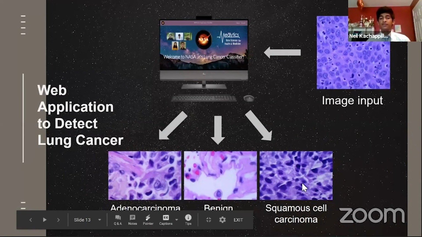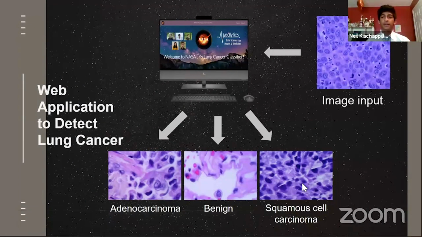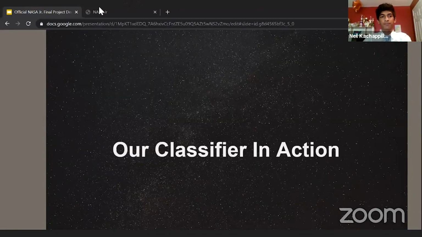So our group was fortunate enough to build a successful model pretty early on in the week. And thus, I shifted my focus onto a web application to detect lung cancer, so doctors could use this in their offices to easily predict. The basic functionality is it inputs a histopathological image, and our web app classifies it as either lung adenocarcinoma, benign, or squamous cell carcinoma. In order to get a better idea of this, we prepared a live demo for you.